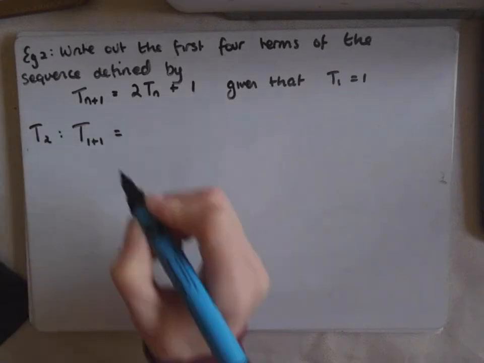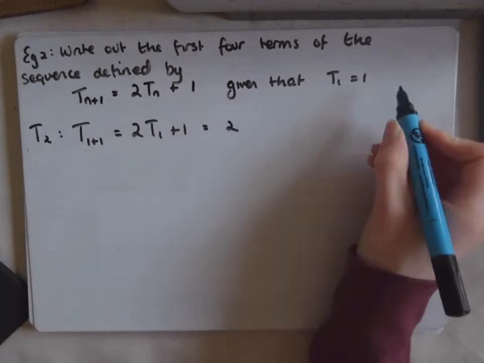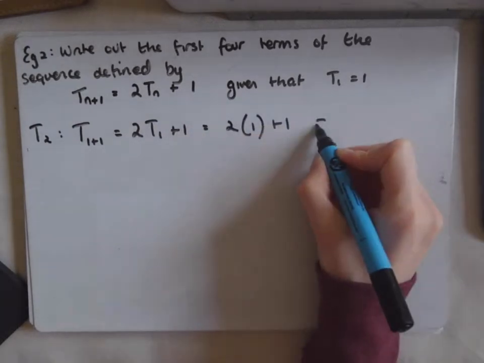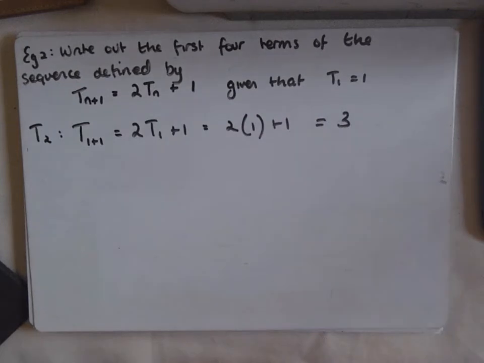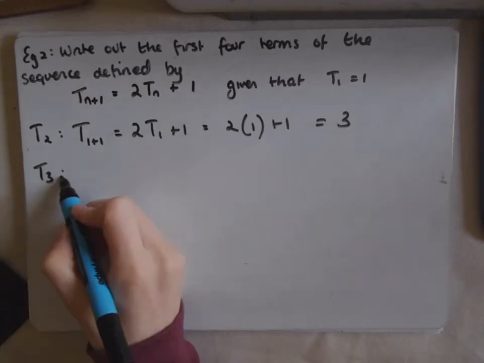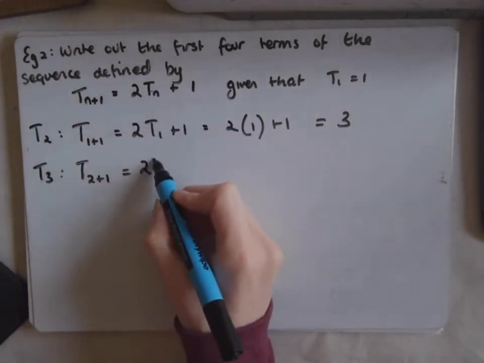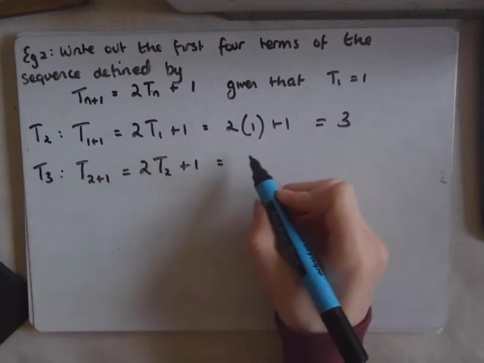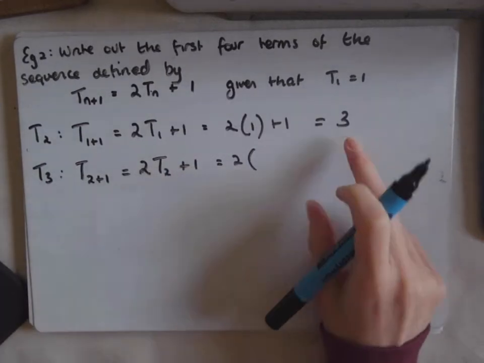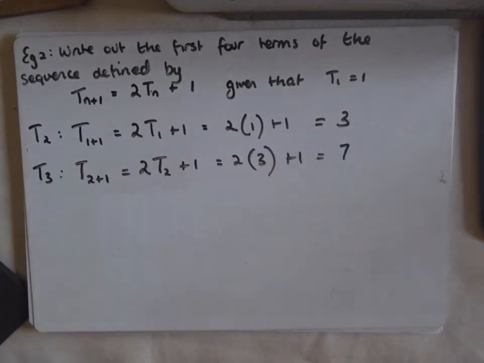So that means n is 1, so 2 times t of 1 plus 1. So that's going to be 2 times whatever t of 1 was, plus 1. 2 ones is 2, plus 1 is 3. And you want the first 4 terms, so you're just going to do that for t3 and t4. So t3 is going to be t of 2 plus 1. So anywhere you see tn, you're now saying t2. So 2 times whatever t2 was, which was your answer there, it was 3, add on 1. So 6 plus 1, 7.